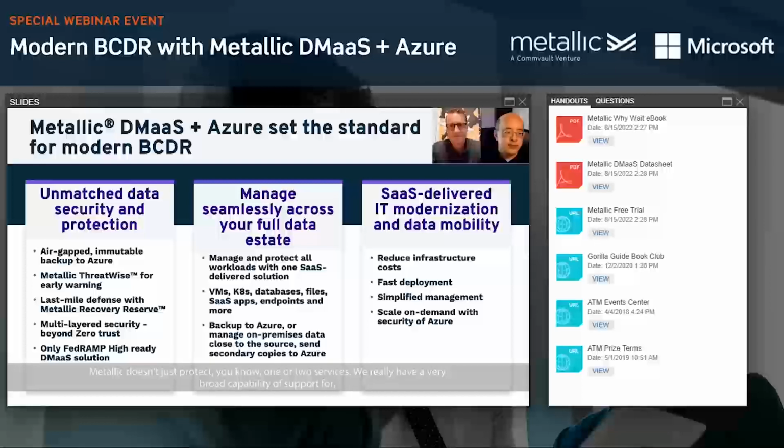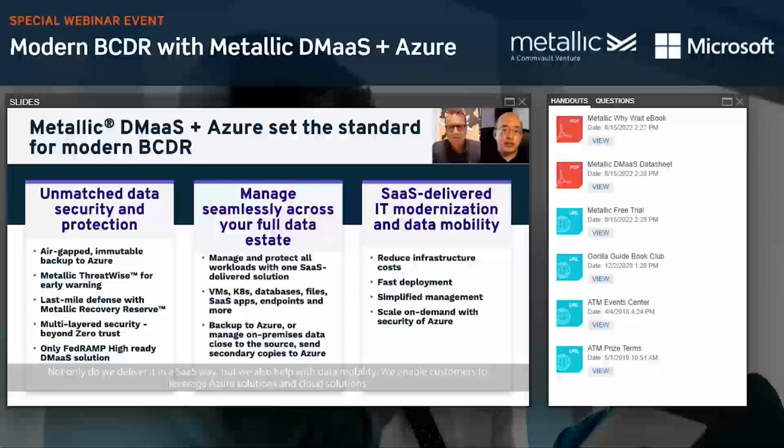Metallic doesn't just protect one or two services. We really have a very broad capability of support for on-prem workloads, enterprise scale workloads, as well as things in the cloud, like say Azure Blob Storage, right? Azure VMs, and some cool stuff that's coming up soon as well. And then delivering this capability in a way that companies want to consume technology today, which is SaaS, right? Not only do we deliver it in a SaaS way, but we also help with data mobility.